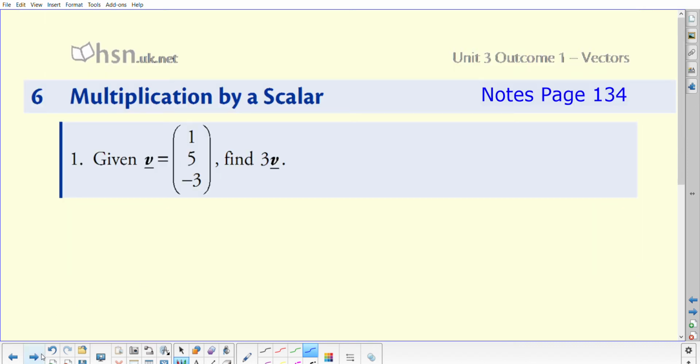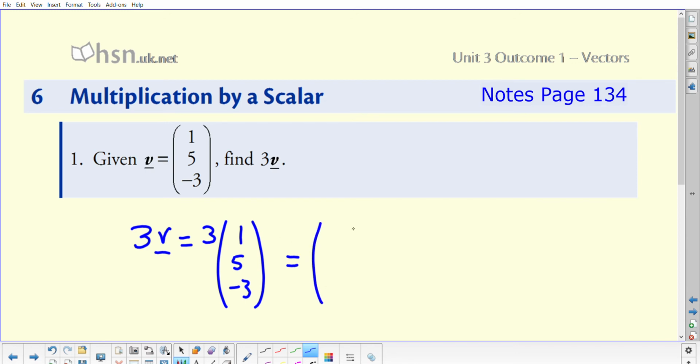So in this example here, right, just being able to write down, find 3 times v. So we would write that down first of all like this, with the 3 outside the bracket, and then knowing that that means that you get 3 times 1 would be 3, you get 3 times 5 is 15, and 3 times negative 3 would be negative 9.